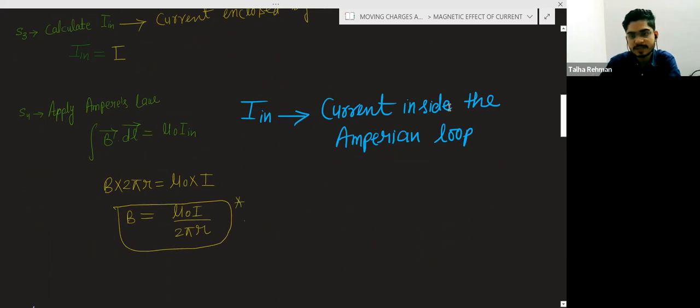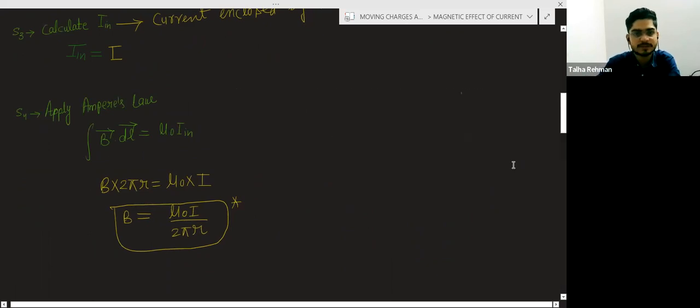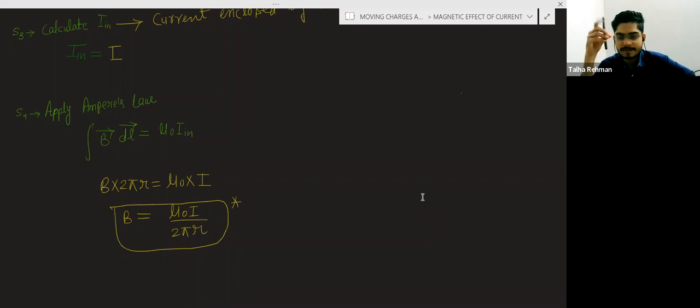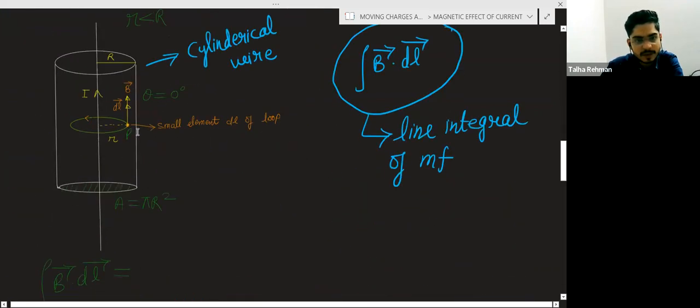And I in is the current inside the Amperian loop, I have already written, so we need not write this. So this is the magnetic field outside the wire. Now suppose I want to calculate the magnetic field inside the wire. In that case, inside the wire means somewhere here, like this. This point P is lying inside the wire, and here you want to calculate the magnetic field at this point P.